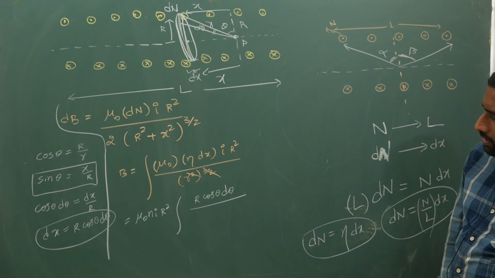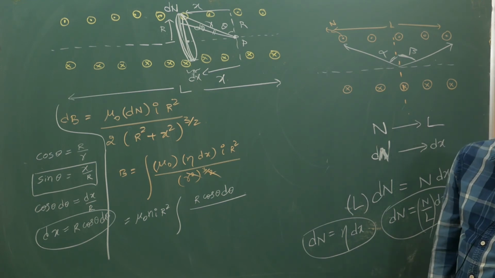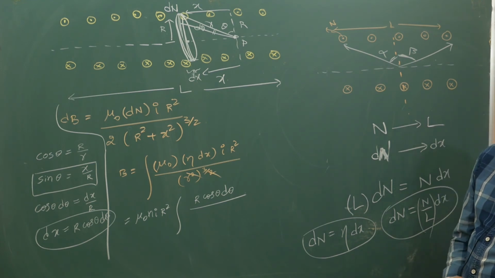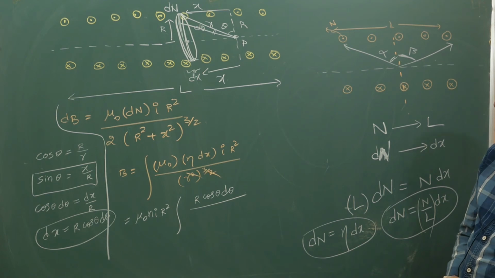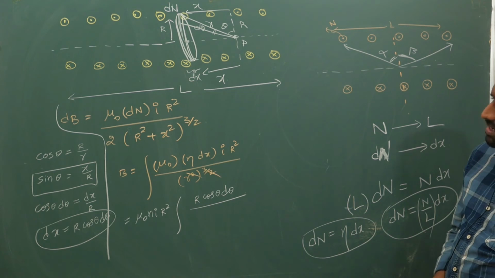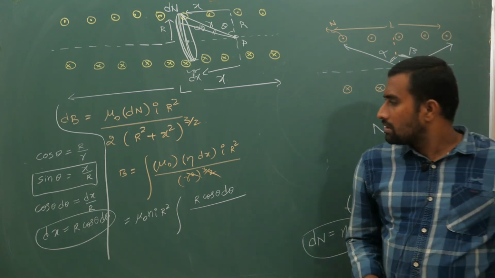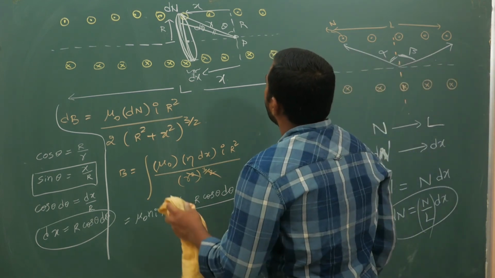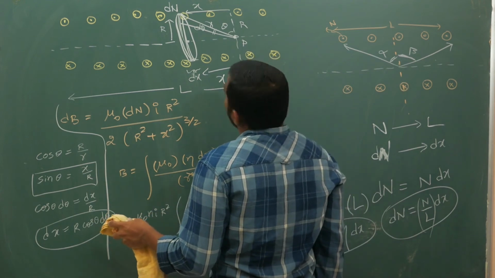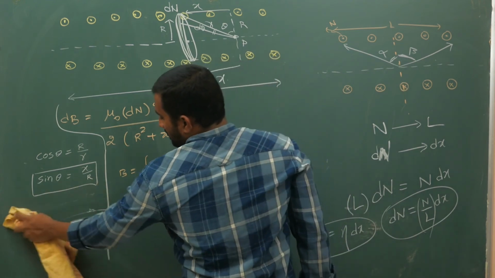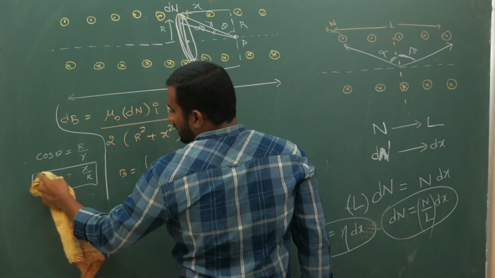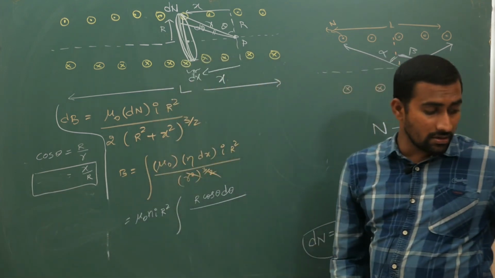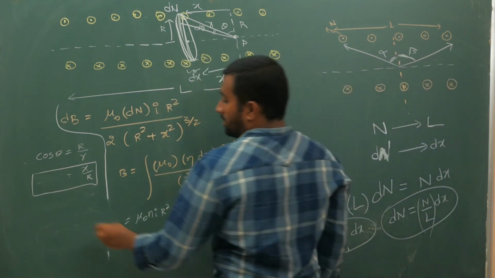dx by r cube, dx is r cos theta sin theta. See, I have done wrong. Your cos theta is correct only, capital R by small r, but your sin theta is wrong. This is not sin theta. It is your tan theta.